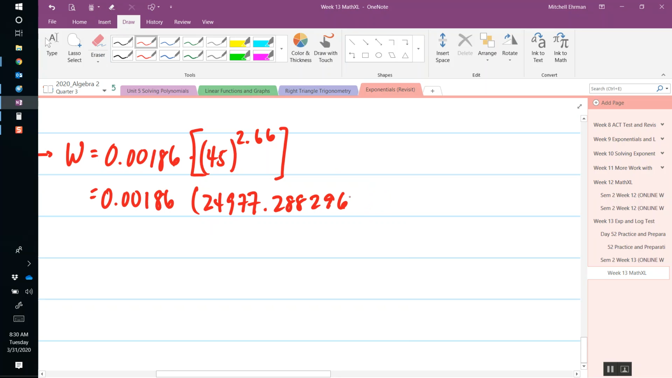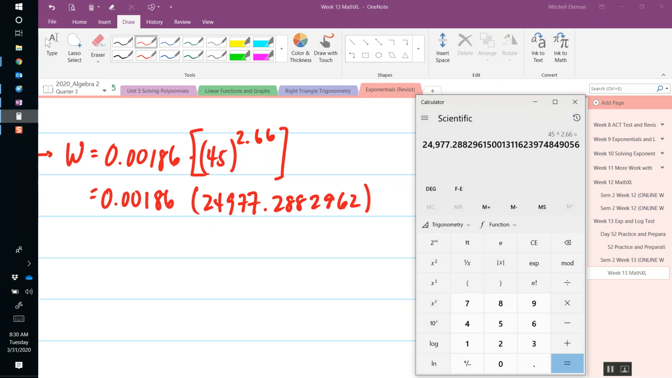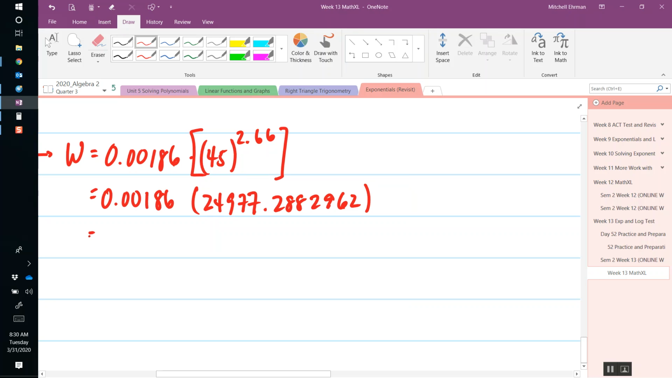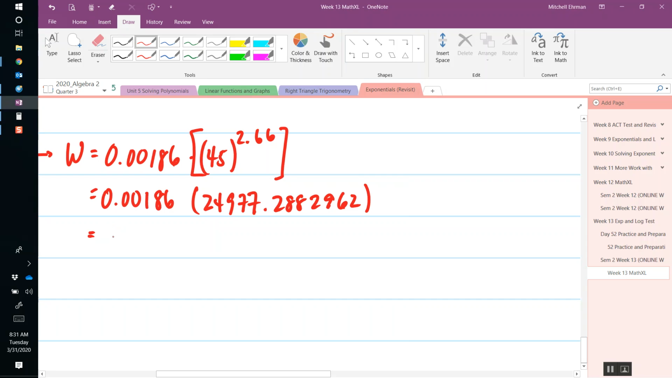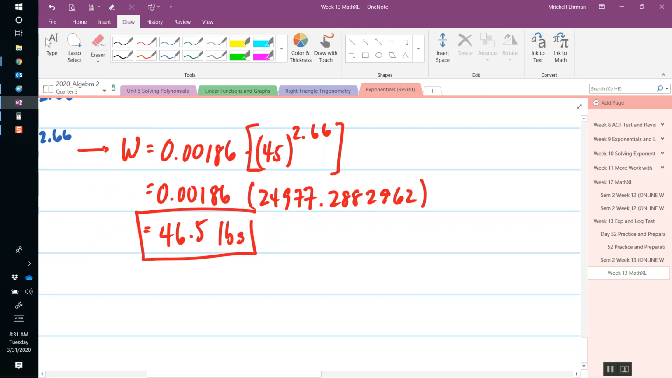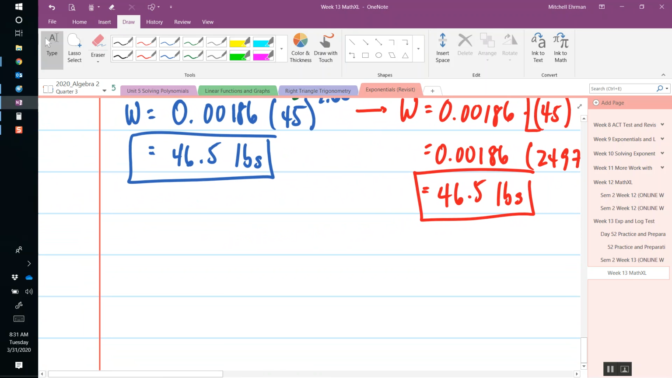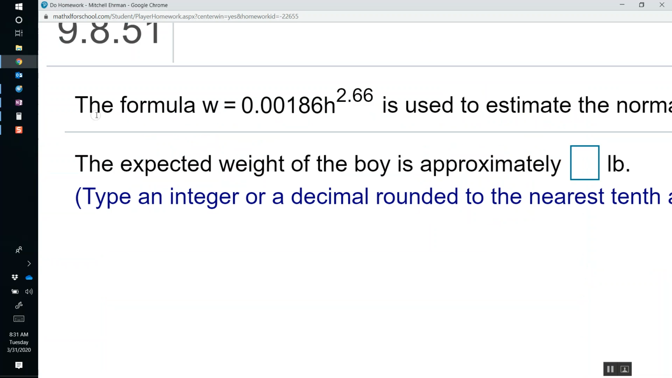So I'll go ahead and include this 2 here, and then I'll multiply that times 0.00186. Some of you may have noticed that I just left that decimal in the calculator without retyping it, and that's really the best approach of them all. But that result off this calculator gives us the same thing, 46.5 when rounded, 46.5 pounds. So the normal weight of a boy who is 45 inches tall is supposed to be 46.5 pounds.